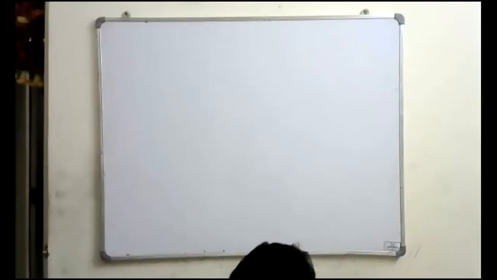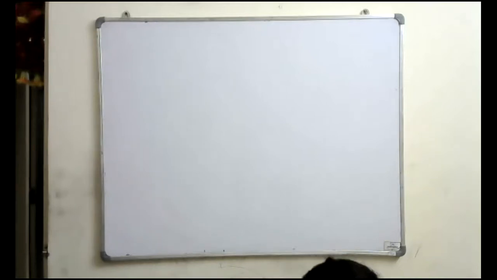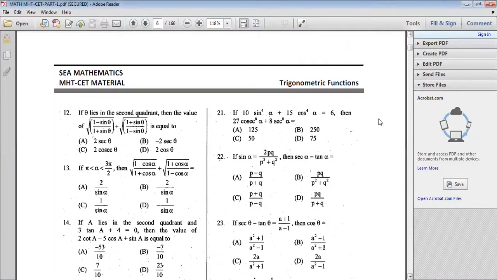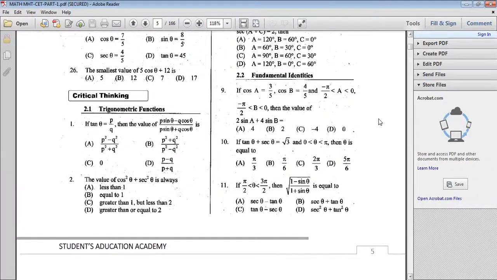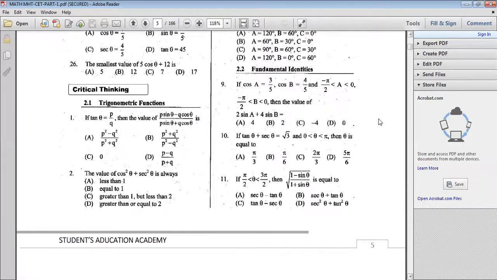So in the material, yesterday we have completed the classical thinking problems. Now look at the problems on the critical thinking. So once observe these problems. So all of you open that page number 5. In that, from the critical thinking, look at the first problem.